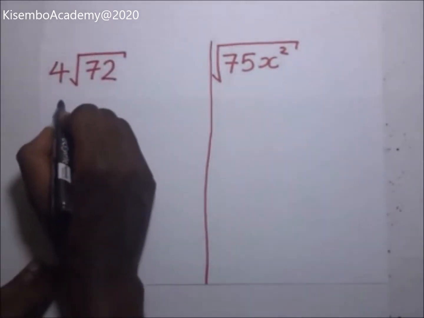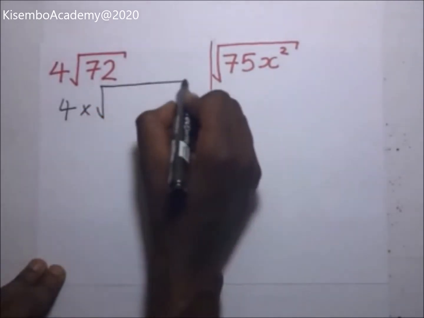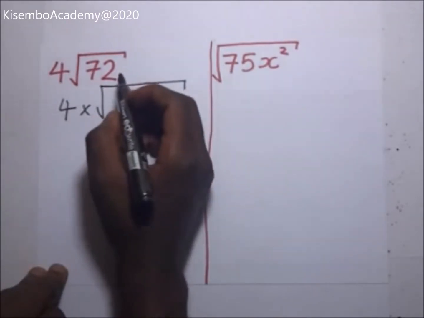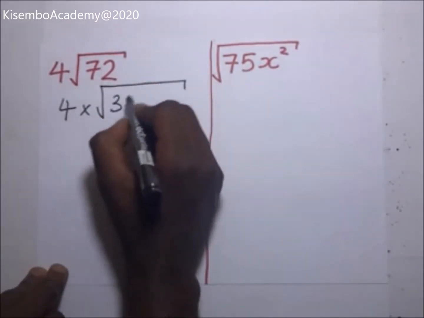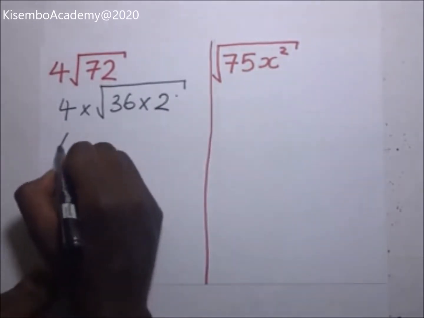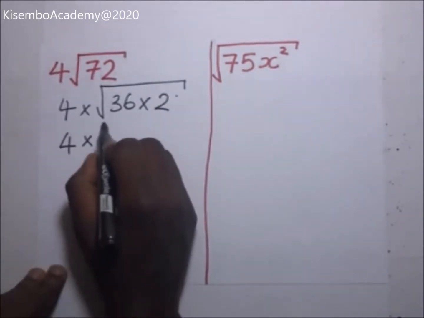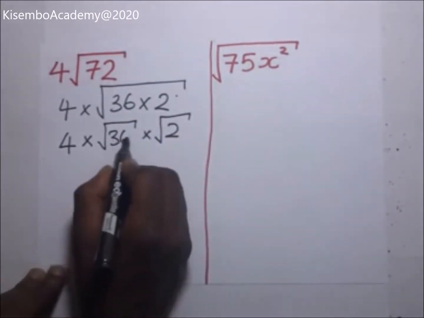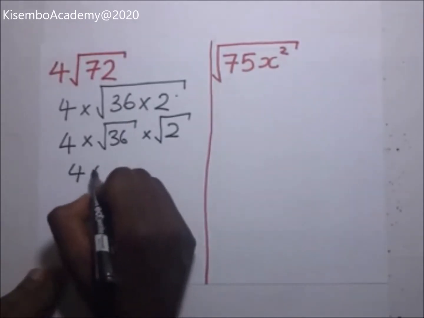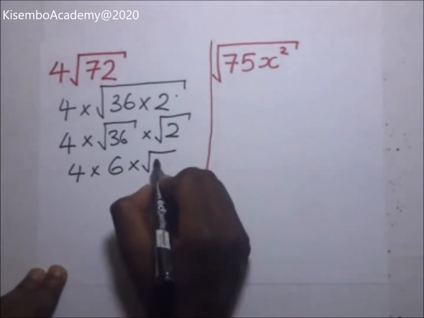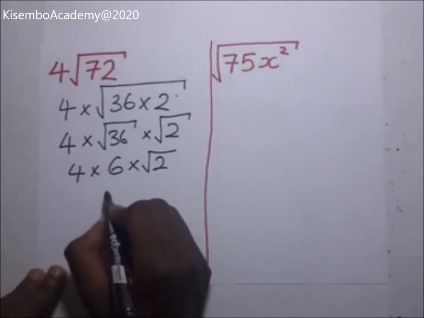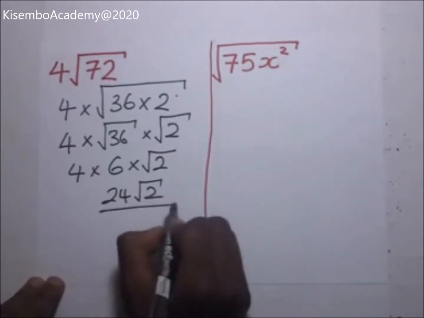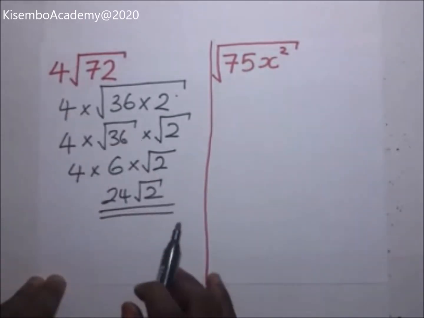So to simplify this, it is going to be 4 times the square root of, now 72 can be simplified further into 36 times 2. And so this is going to become 4 times the square root of 36 times the square root of 2. So you realize that the square root of 36 is 6. So it's going to be 4 times 6 times the square root of 2. And 4 times 6 is 24. So it's going to become 24 times root 2. And now this is the simplified form of that surd.